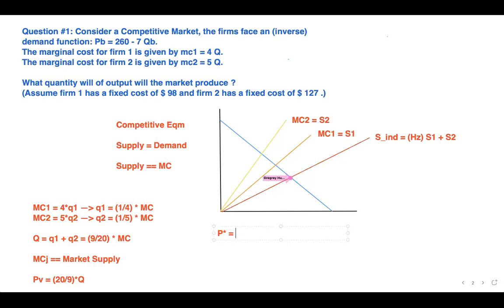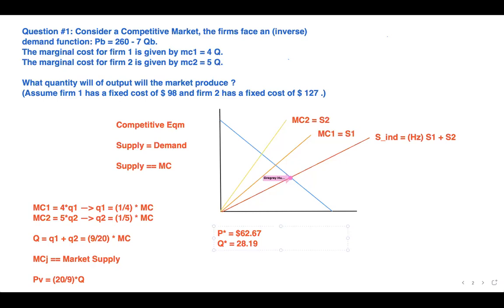I got 62.67 for the price. Okay. And what did you get for the market quantity? 28.19. 28.19. So do you agree with that, Miles? Yeah, I got the same answer. Thank you so much, Professor.